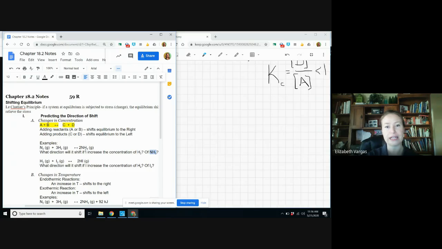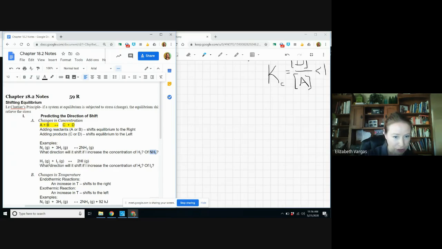Okay, it wants to regain its balance by reducing whatever we did to it. It's going to try to undo that change. So whatever stress we add to the system, it tries to relieve that stress by shifting.